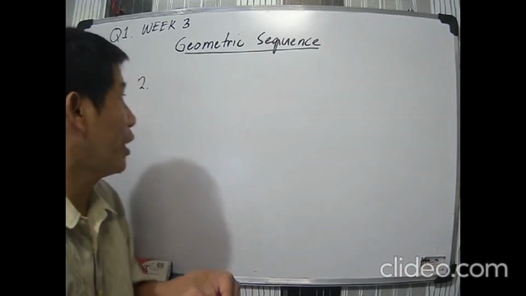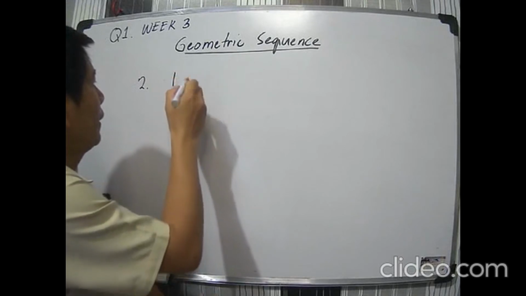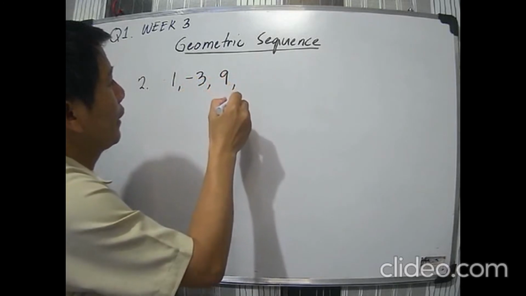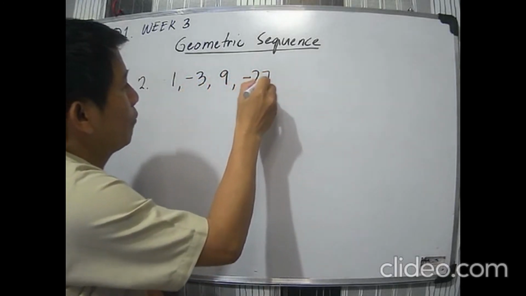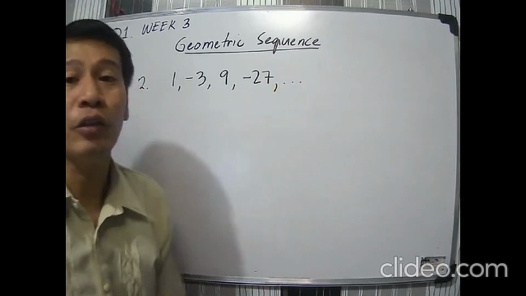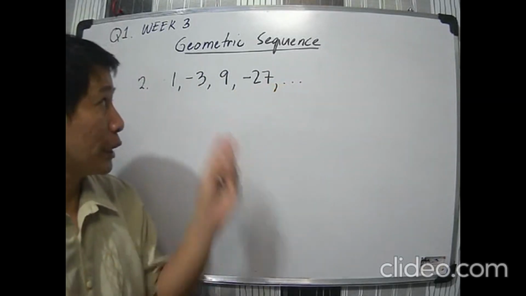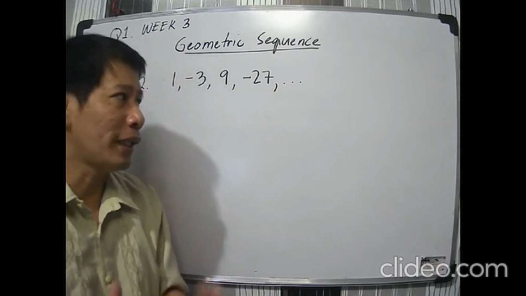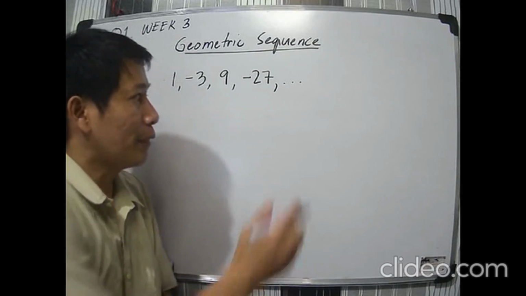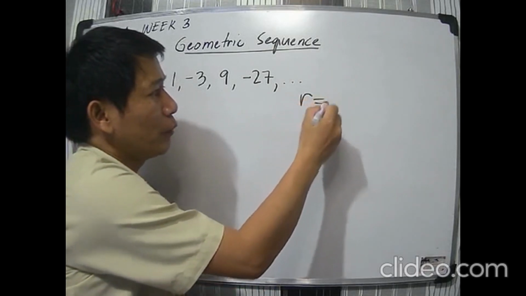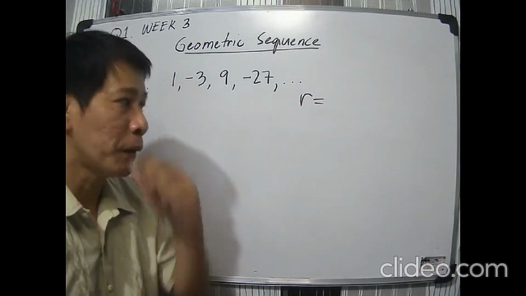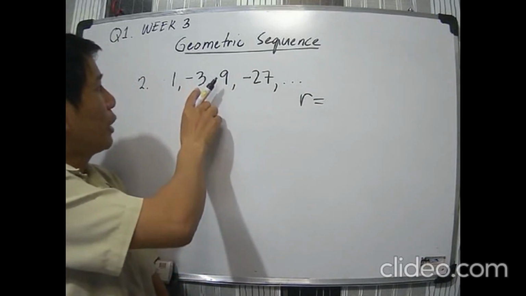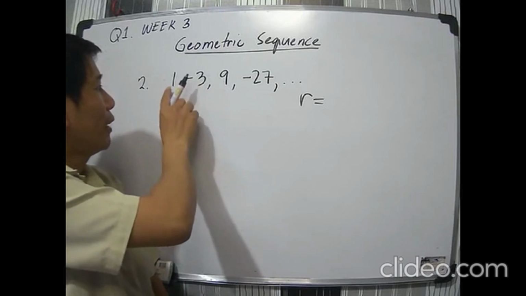Suppose we have here 1, negative 3, 9, negative 27, and so on and so forth. Let us see if this example of a sequence is a geometric sequence. So again, ano yung ating kukunin? We will get what we call the common ratio, yung ating R. So, divide natin yung successive terms. The next term divided by the previous term.